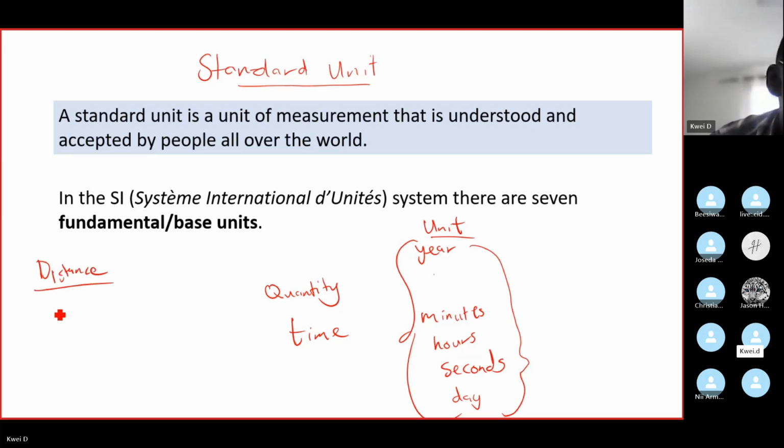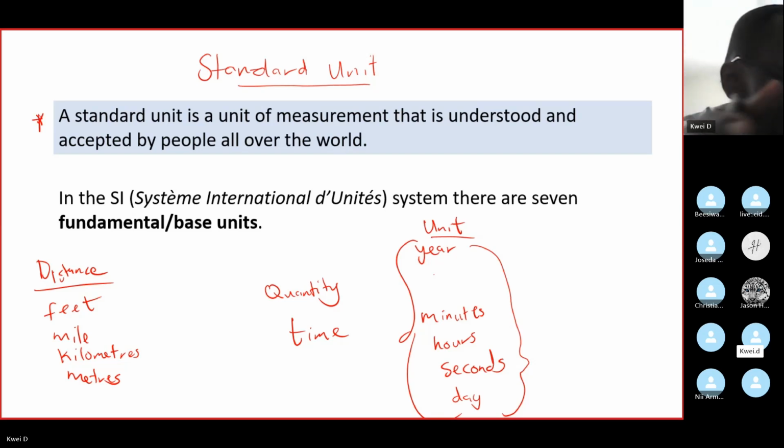Just as also when you take distance. You can measure distance in feet, in miles, in kilometers, in meters. You can go on and on, but only one of it is accepted as the standard. And that is what we mean by standard units, where we are saying that a standard unit is a unit of measurement that is understood and accepted by people all over the world. That is scientists, to be specific.